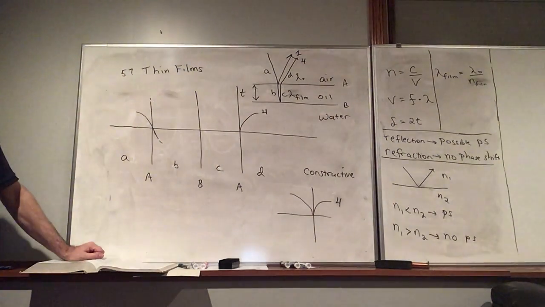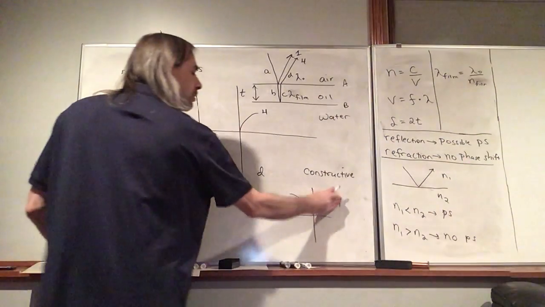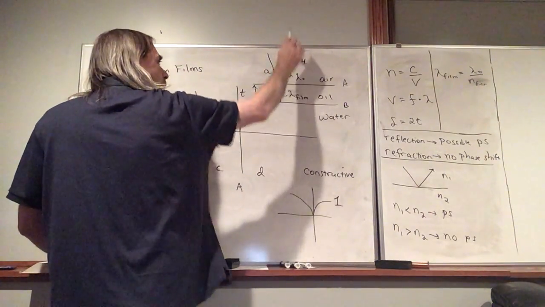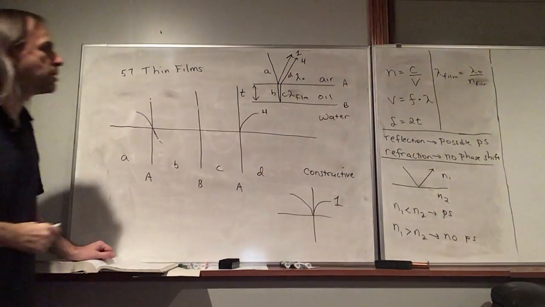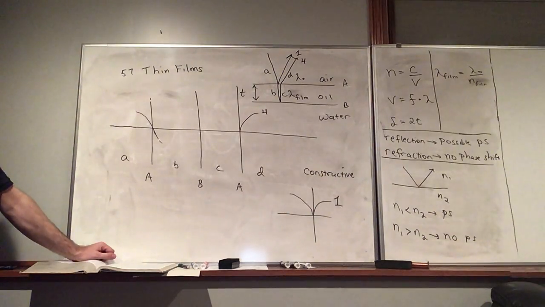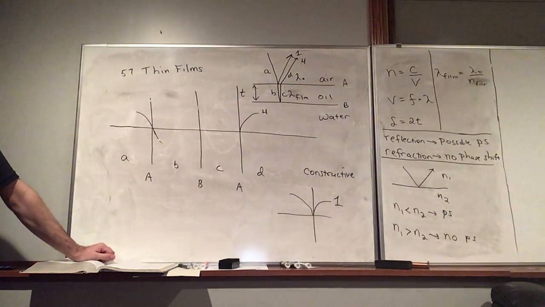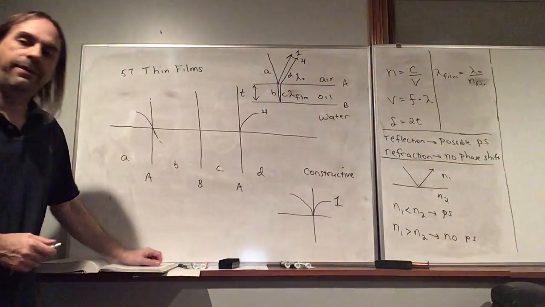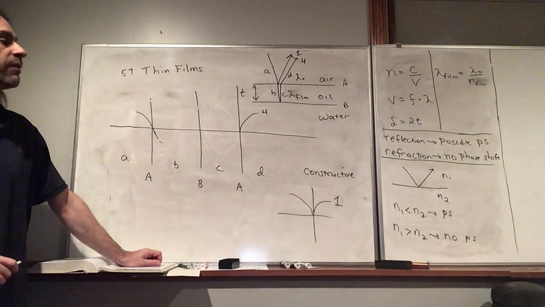So if we want constructive, this was reflection off the first surface, that's ray 1. I guess I could call this 2 since I changed the labeling there. But we'll just go with it. This is ray 4. And so again, if the end result looks like this, we have constructive interference.